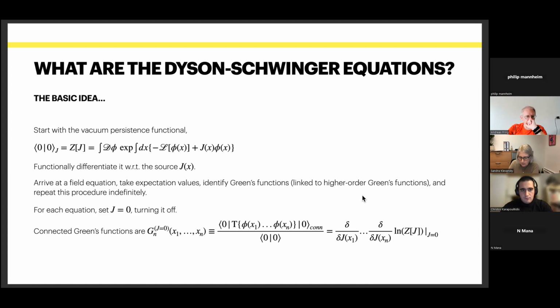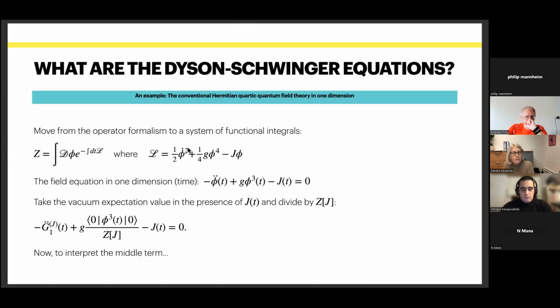So let's go ahead and do this. Now, how do I get to the next page? There we go. So let's have a look at the conventional Hermitian quantum field theory in one dimension. In this case, the partition function has a reasonably simple form, and we have the interaction. Then the field equation in one dimension is obtained directly from this. If we take the vacuum expectation value in the presence of our source and divide by the partition function, then we get the Green's function G1 on the left-hand side here. We get something that looks a little bit strange, and we still have our source term.